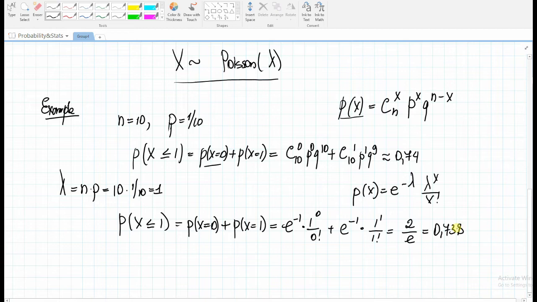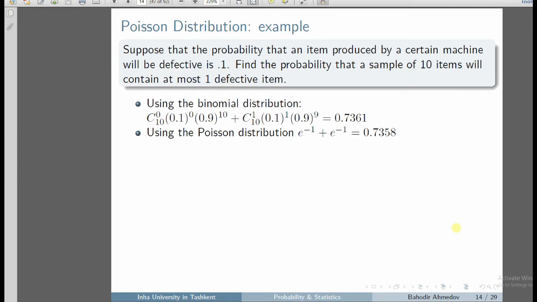So it appears that using the Poisson distribution and using the binomial distribution, we can evaluate the same thing, right? But for this problem, it would be more fitting, it would be better to use the binomial distribution, right? Not the Poisson distribution. And do you know why?